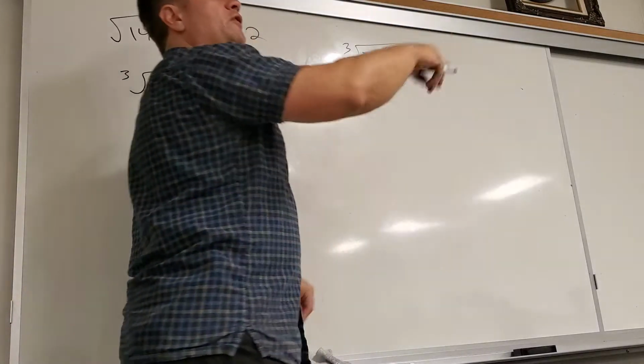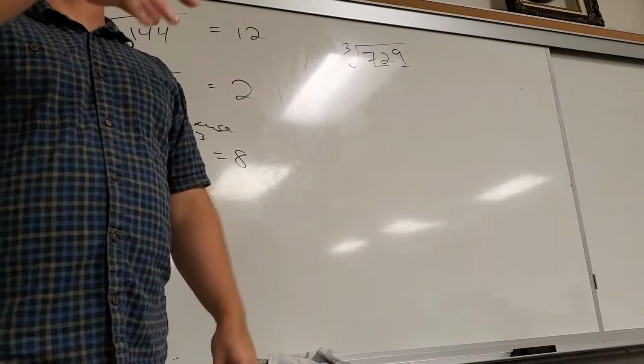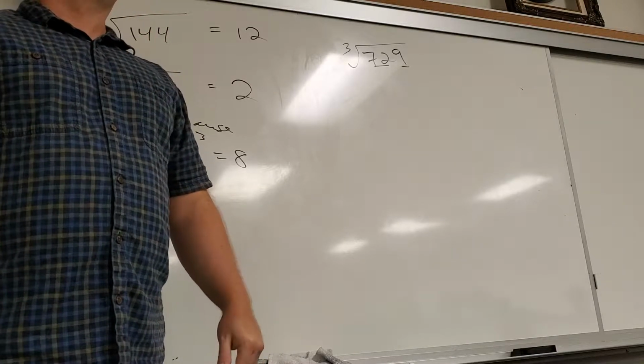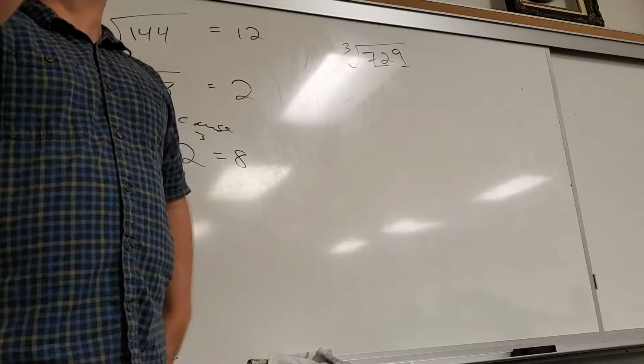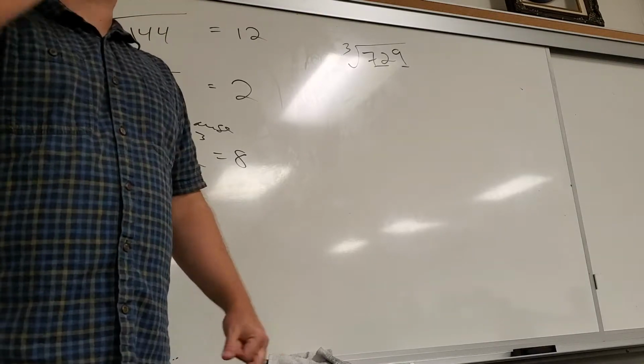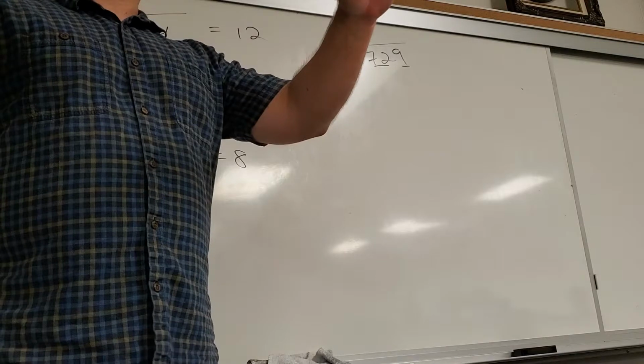729. What definitely goes into it? What's 7 plus 2 plus 9? 7 plus 2 plus 9. 18. That's a multiple of 9. So what goes into 729? 9. I told you about that, right?